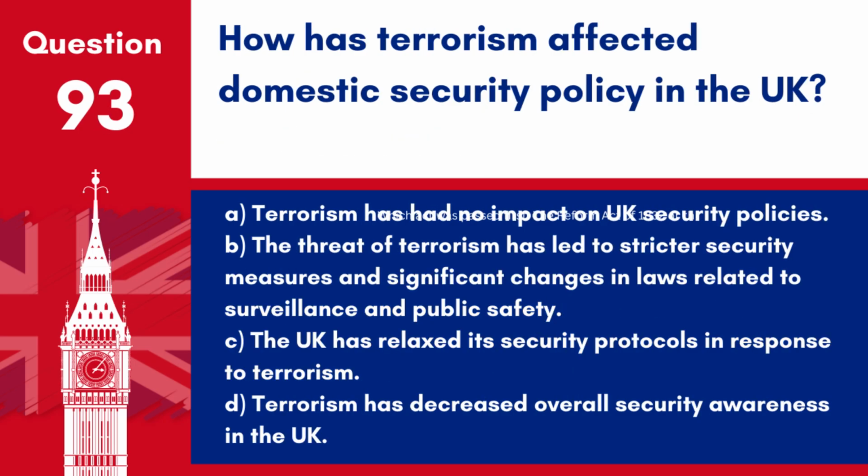Question 93. How has terrorism affected domestic security policy in the UK? A. Terrorism has had no impact on UK security policies. B. The threat of terrorism has led to stricter security measures and significant changes in laws related to surveillance and public safety. C. The UK has relaxed its security protocols in response to terrorism. D. Terrorism has decreased overall security awareness in the UK.